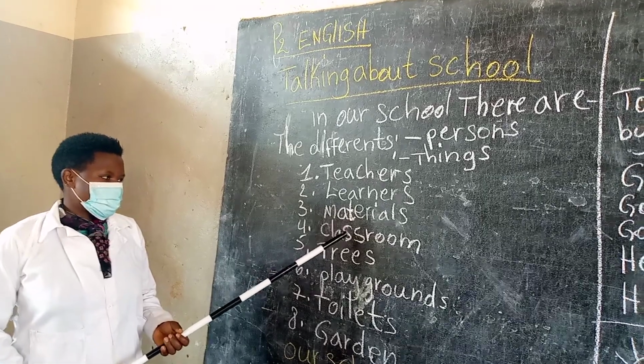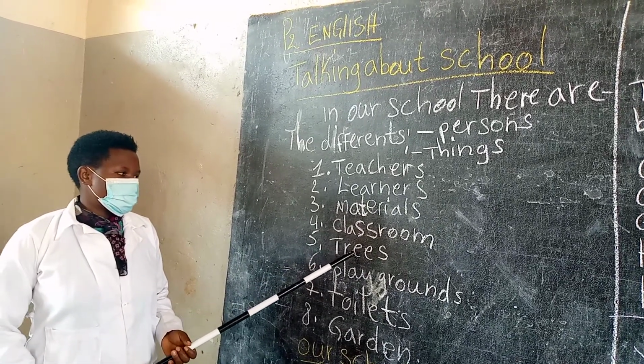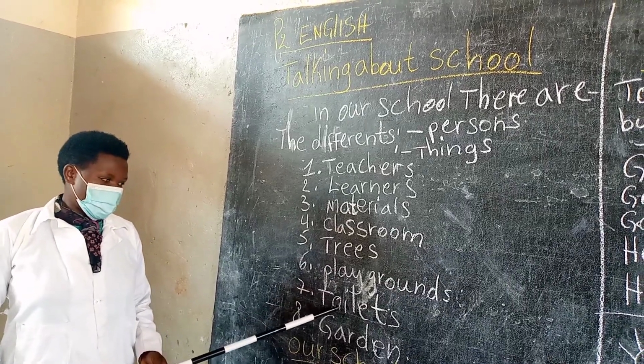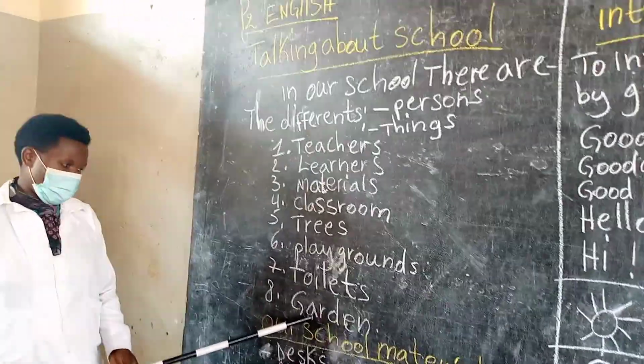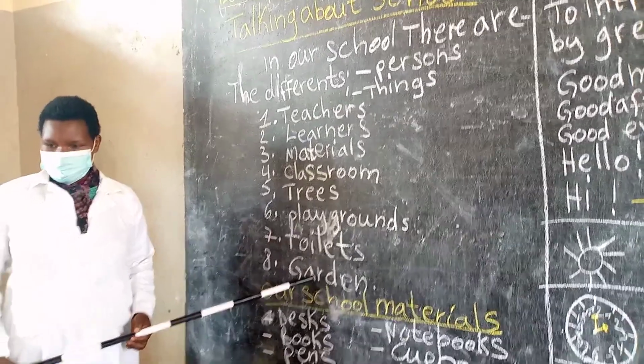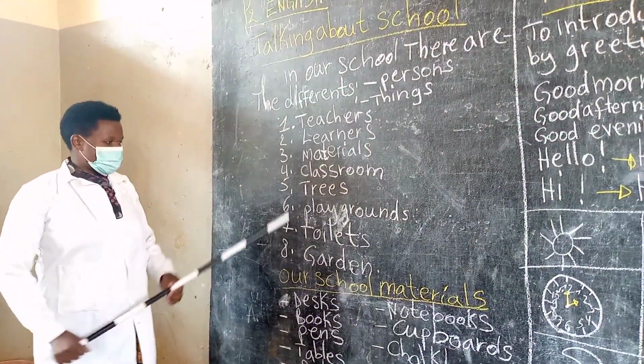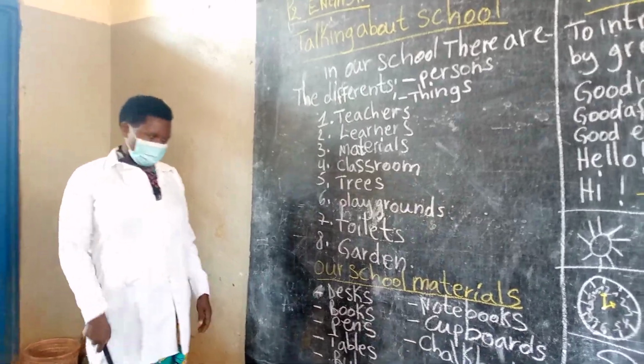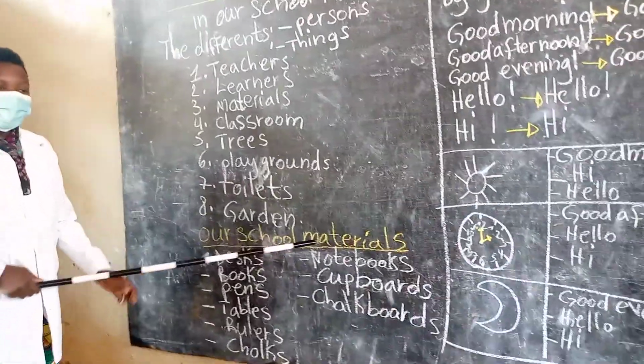materials, classroom, trees, playground, toilets, and garden. These are the things that we may see when we are at school.